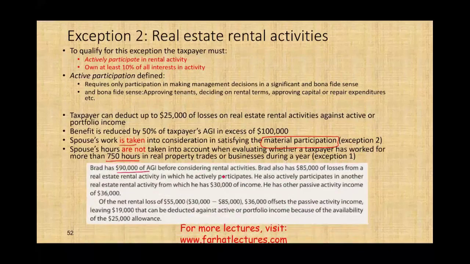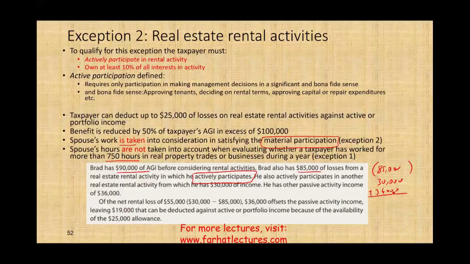Let's take a look at an example. Brad has an AGI of 90,000 before considering real estate activities. Brad also had 85,000 of losses from a real estate rental activity in which he actively participated. He also actively participated in another rental real estate activity for which he had income of 30,000. Let's offset those two against each other. He has other passive activity income of 36,000. Well, we're going to also reduce those.